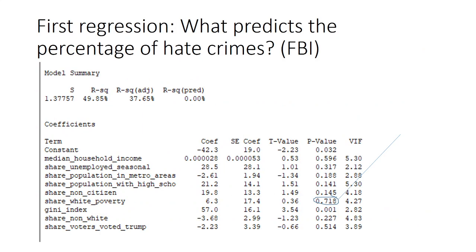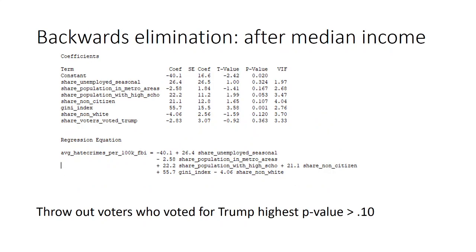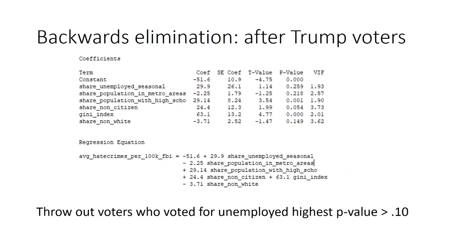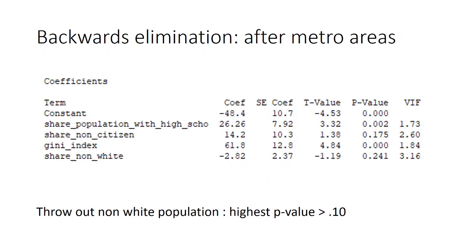And we did the first regression. We threw out the largest one, that was the share of white poverty. We regressed again, and then we threw out the next one, the median household income. Do it again. It looks like 0.363, the share of voters who voted for Trump, throw out that one. Look at it again. It looks like share of unemployment, seasonal. And then we do it again, the share of the population that's within metro areas. And it looks like the share of non-white population.